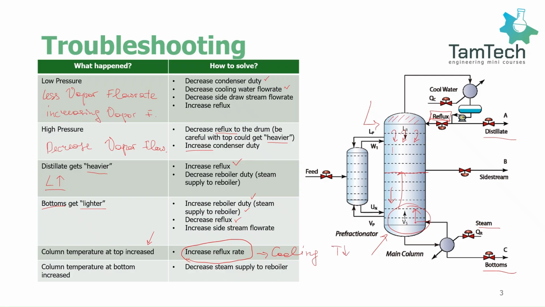And lastly, if you look at the column temperature at the bottom, if the temperature at the bottom is increased, it means an excess amount of steam is supplied to the bottom of the column. Because remember from the control, the bottom temperature of the distillation column is directly controlled with the flow rate of steam. So if we have an excess temperature, it means we also have an excess amount of steam. So what we can do is decrease the steam supply to the reboiler.